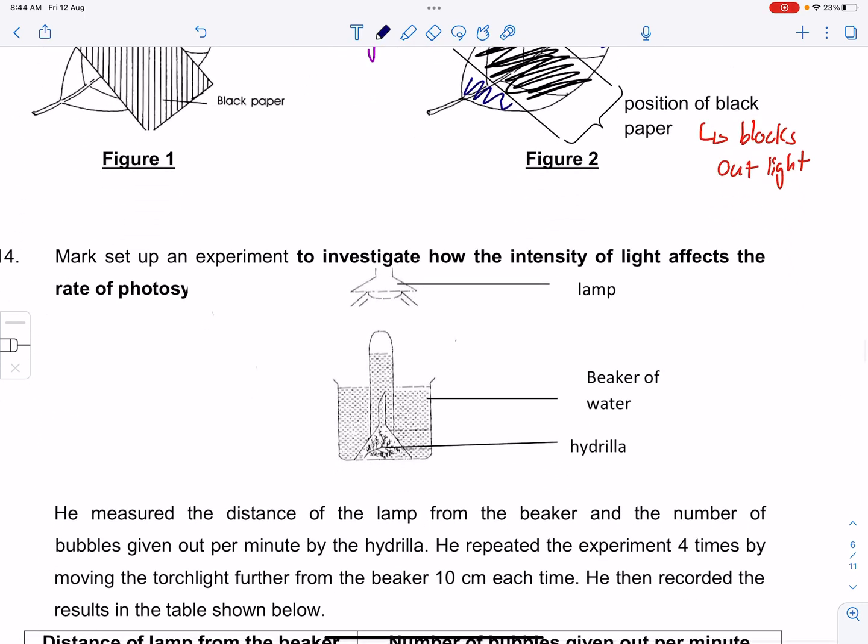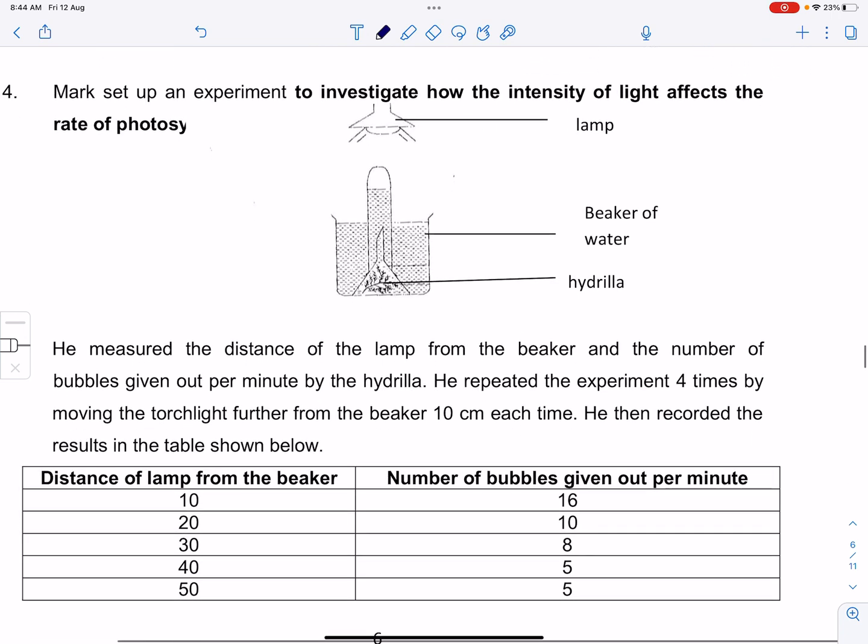Next question. Now, this is a very, very common question. In fact, without even reading it, you should more or less identify that this is a setup that is associated with photosynthesis.